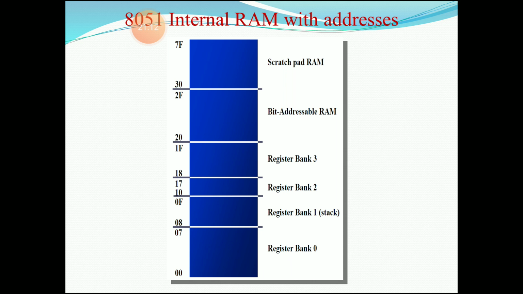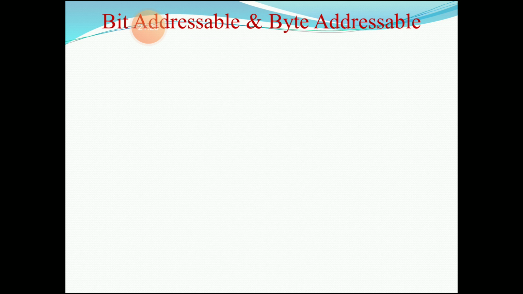Next, the upper 80 address locations are 30H to 7FH. These 80 address locations can store a byte of data, so it belongs to the byte addressable area. Now let us see the byte addressable and bit addressable memory.